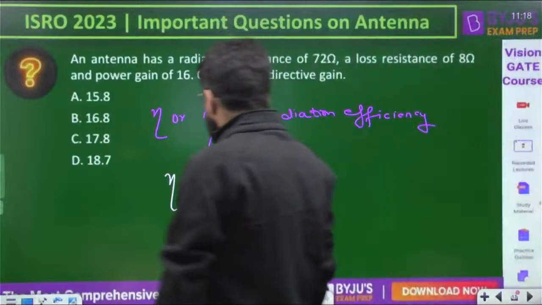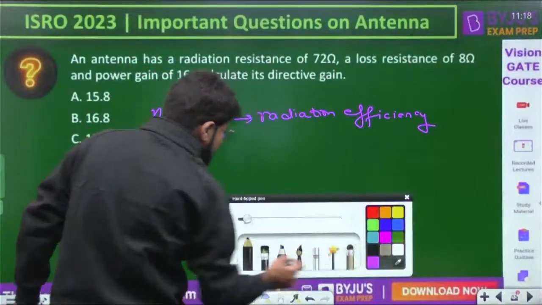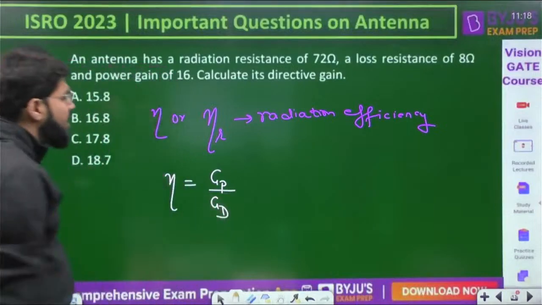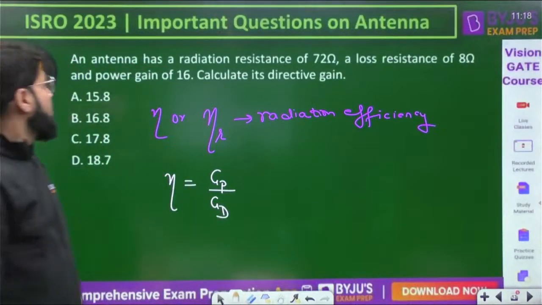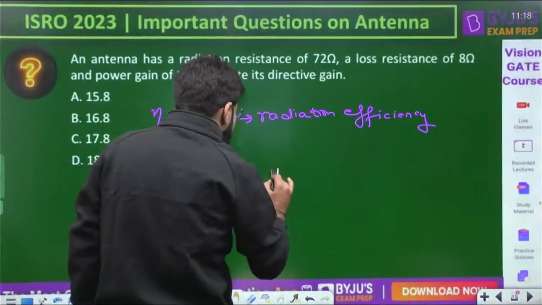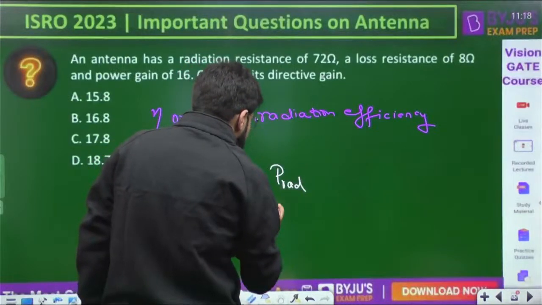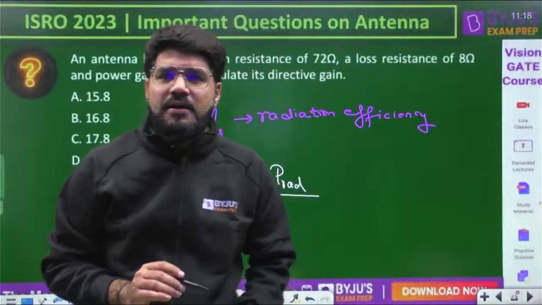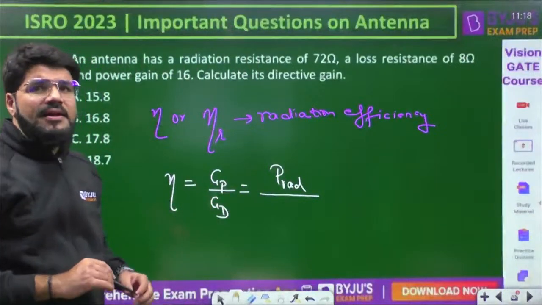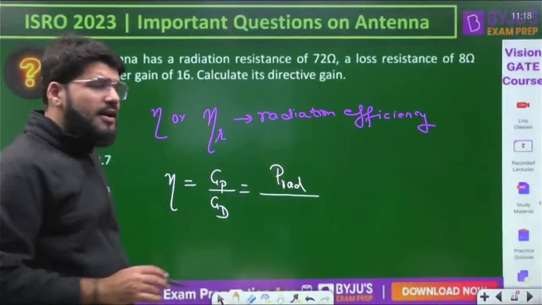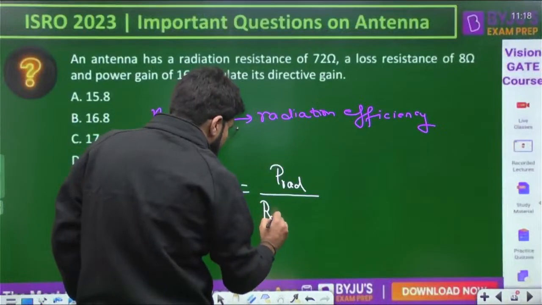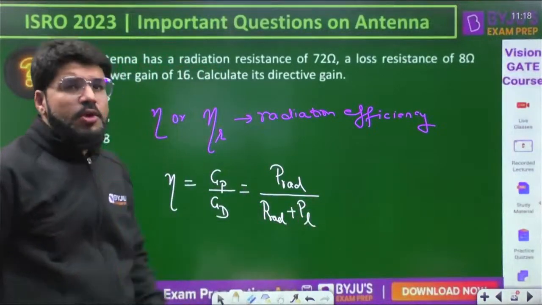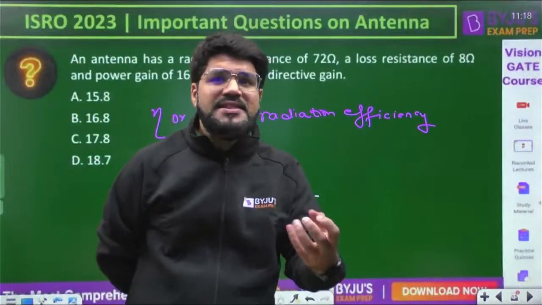So eta, now what are the formulas for eta? You must remember. Eta is given by GP upon GD, where GP is the power gain and GD is the directive gain. It is also given by the power radiated by the antenna divided by the power that is the input to the antenna. There is some power input to the antenna, and a part of it is radiated. So that input power is broken as some part radiated and some part lost. Some part is lost due to the conductors of the antenna, conductor skin effect.